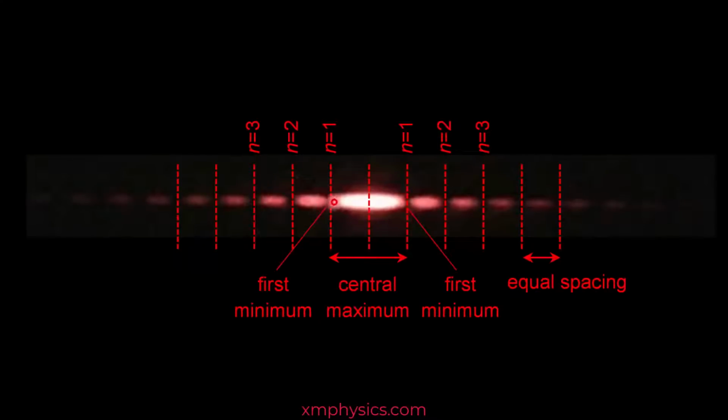At the center is always this very fat blob. So this fat bright blob at the middle is called the central maximum. At both ends of the central maximum, the dark space here is called the first minimum. Then beyond the first minimum, you see a series of equally spaced bright fringes. They are pretty dim, but they are unmistakable, right? We're looking at an interference pattern.